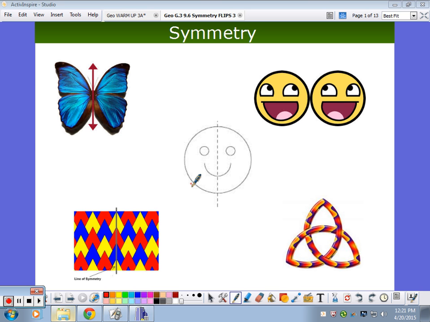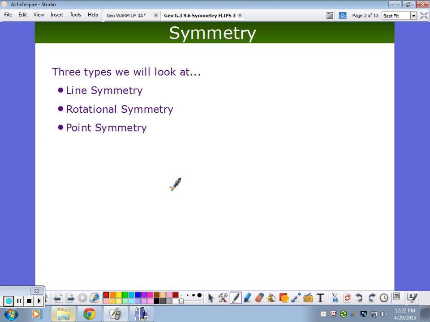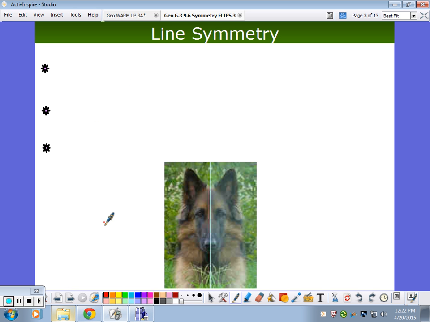Symmetry. Yay, symmetry. So I've got some pictures here of things that are symmetric. You guys know what symmetric means. But we're going to look at 3 different kinds of symmetry: line symmetry, rotational symmetry, and point symmetry. Okay. This is line symmetry.